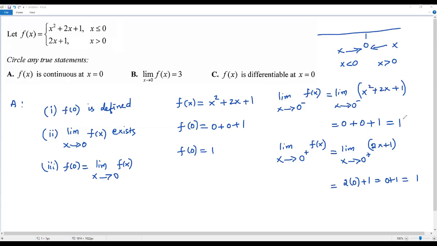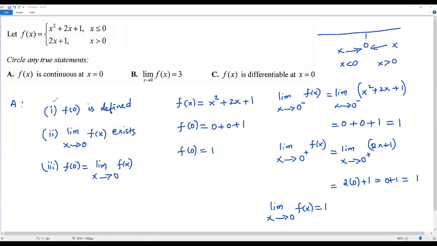So the left side limit as x approaches 0 and the right side limit as x approaches 0 for the function f of x are finite, and also they are equal. Since both the left side limit and right side limit as x approaches 0 are finite and equal, the ordinary limit, that is limit x approaches 0 of f of x, equals 1. So the ordinary limit of f of x as x approaches 0 exists, and whatever value we are getting for the left side limit and right side limit is taken as the evaluation for the ordinary limit.